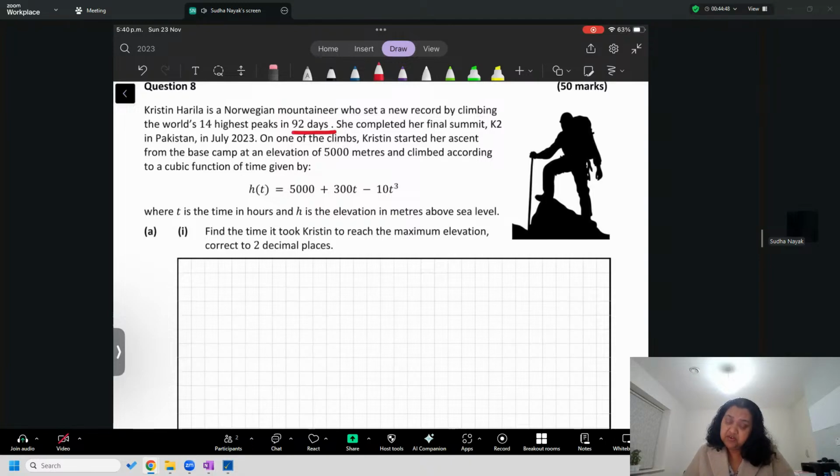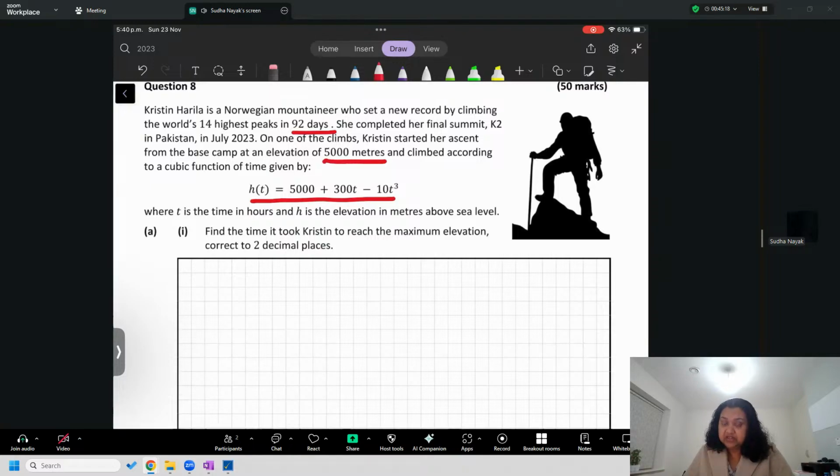She completed her final summit, 5,000 meters, and climbed according to the cubic function. This function is important. So I'm just going to underline what I feel is relevant for this question, because when I'm doing the question, I need to go back. So I don't want to waste time again reading everything. So I feel that this might be relevant. I don't know whether everything will be relevant, but I'll try to do it.